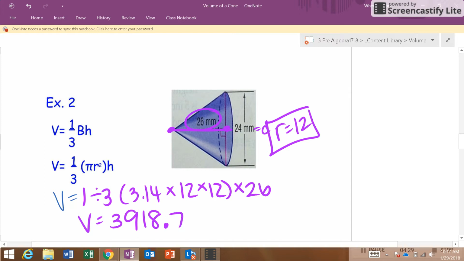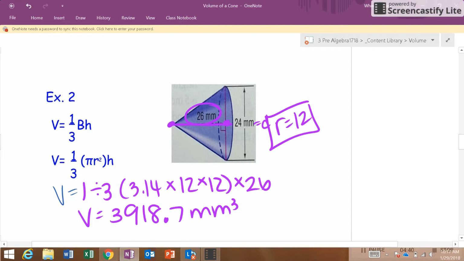And I got a pretty large number there, 3,918 and 7/10. And this would be millimeters cubed. All right, double check my calculations. And when you're ready to move on, let's roll.